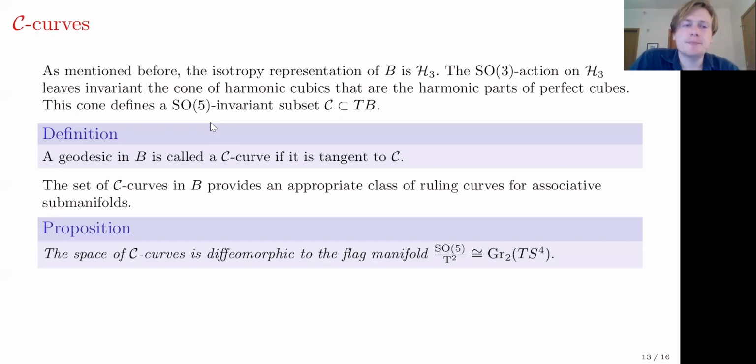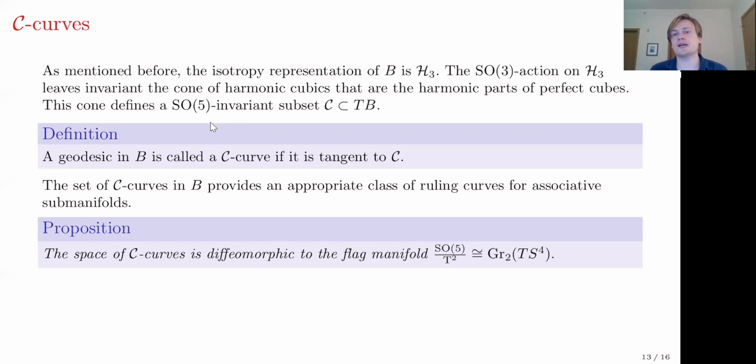Probably the best way to understand them is to think of them in terms of our description of B from before as a space of very nice surfaces. And that's what the proof of this proposition will get at. So it turns out that the space of C curves is diffeomorphic to this flag manifold SO(5) mod T², so SO(5) mod a maximal torus, which can be identified with the Grassmannian of 2-planes in the tangent bundle of S⁴. So this space, the Grassmannian of 2-planes in TS⁴, is a bundle over S⁴ whose fiber is the Grassmannian of 2-planes in each tangent space.